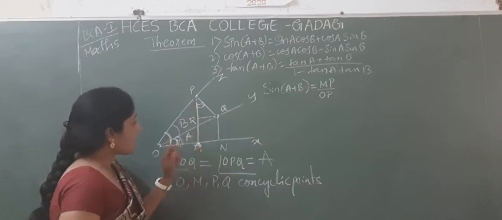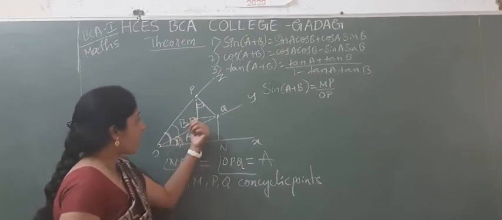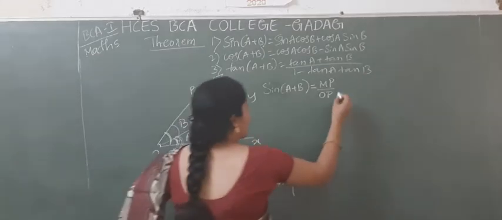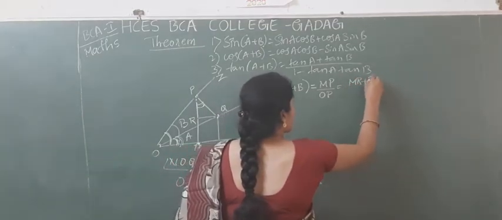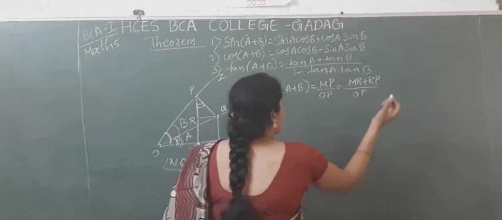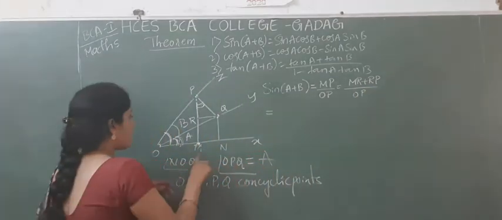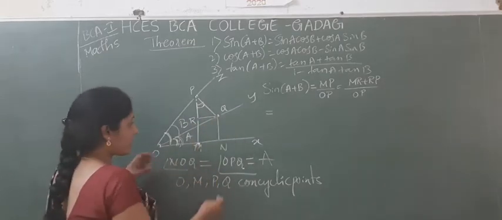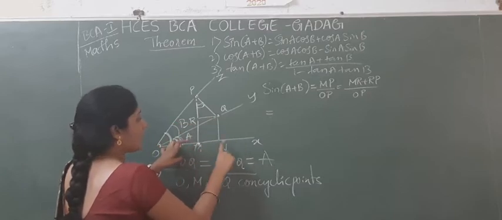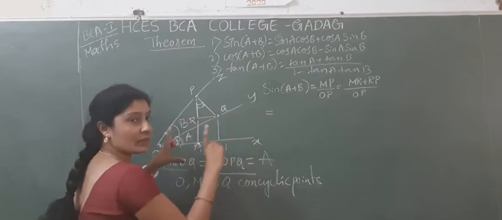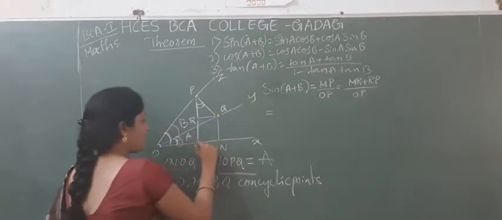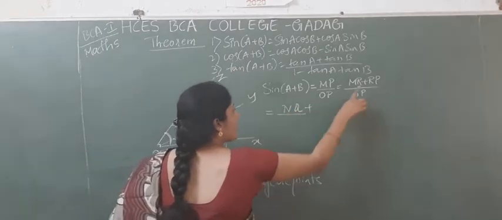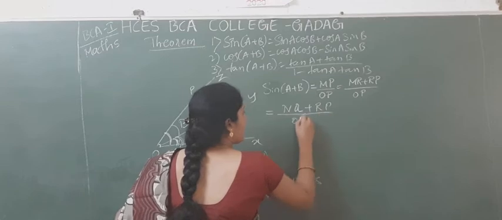Now, what is this MP? I can write MP as MR plus RP. Am I right? MR plus RP divided by OP. Now see here, this MR is equal to NQ, because RQ and MN are parallel lines, hence MR and NQ are equal. So I can replace MR by NQ. So (NQ plus RP) divided by OP.